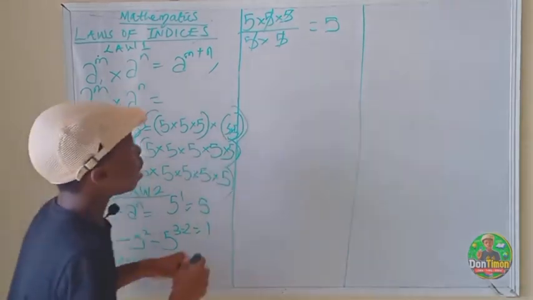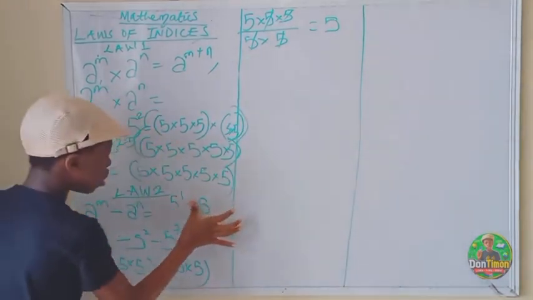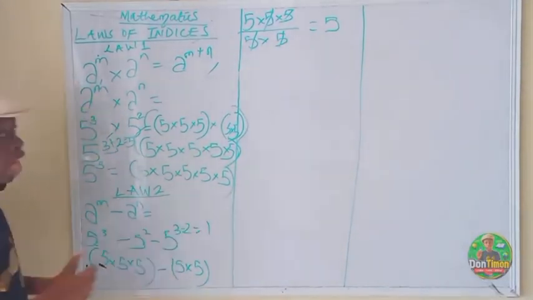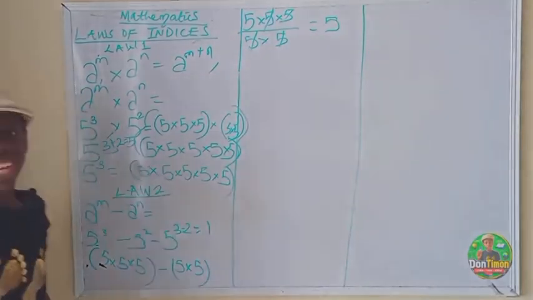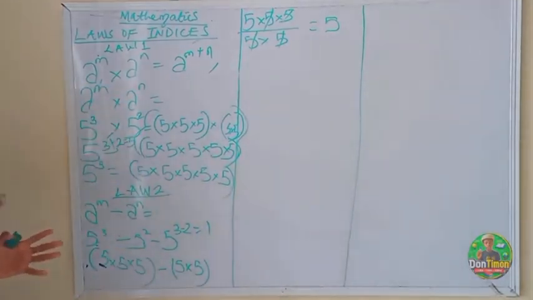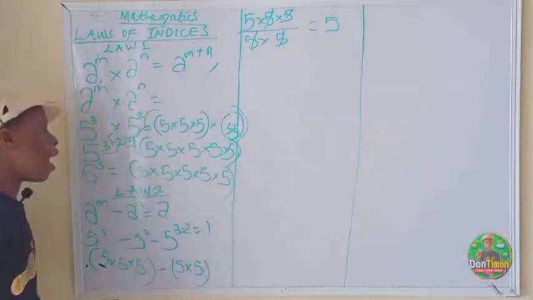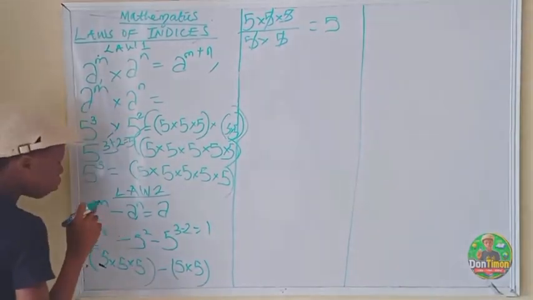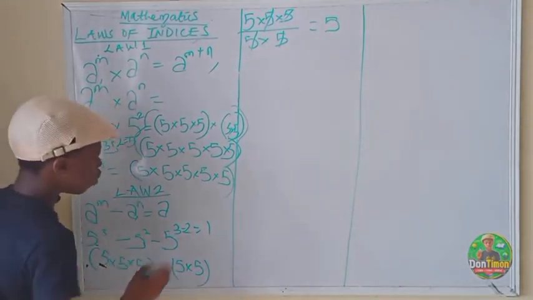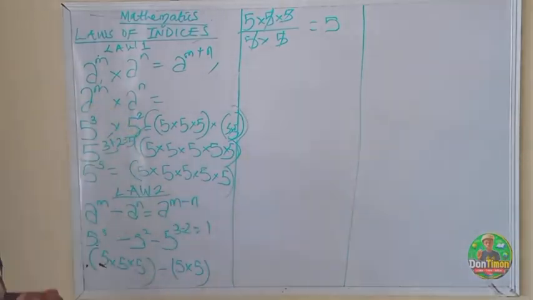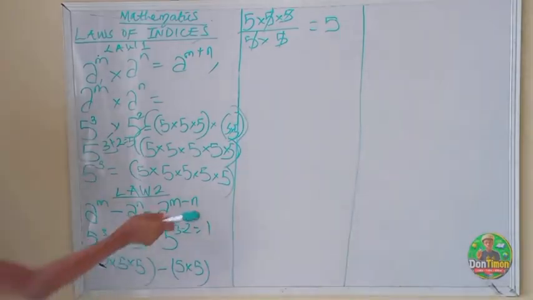Now that I've given an example of what the law states, we can get back to a raised to the power of m divided by a raised to the power of n. We pick out one base, since both of them are identical, and we subtract the two exponents, m minus n. And that is another law.